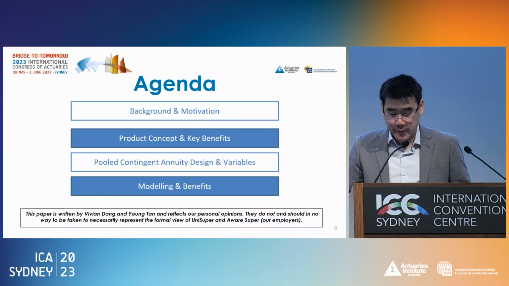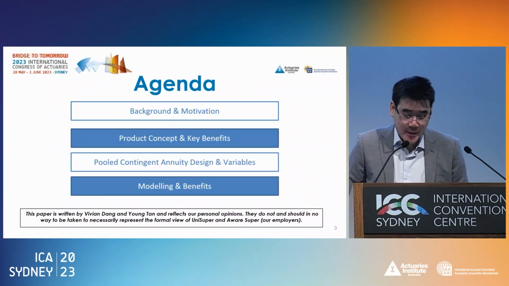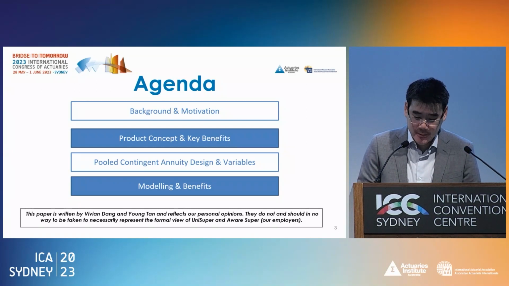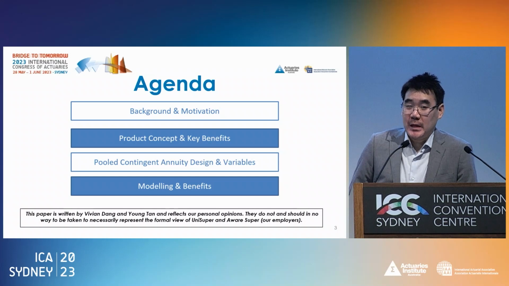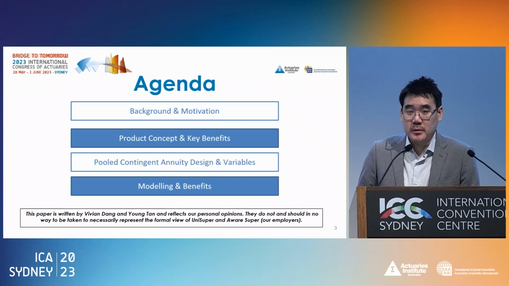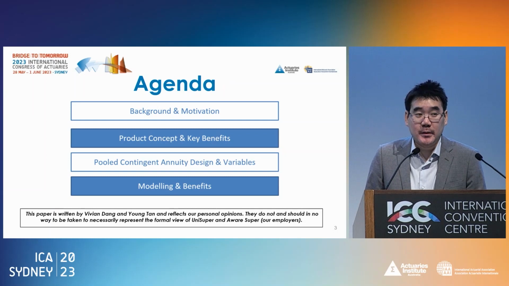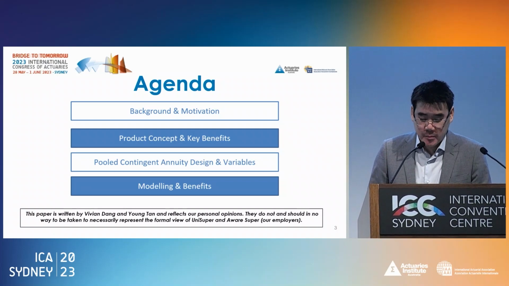Hi all, and thank you for having Young and I here today for our presentation on pooled contingent annuities. For those of you who haven't seen it, our full research paper is available on the ICA website, so happy to take any questions on that if you want to grab me or Young at any point. Today we'll briefly be going through the same structure that we have in our research paper.